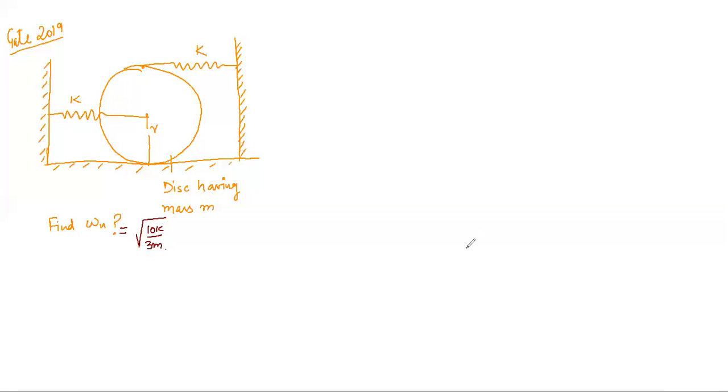So good morning everyone. This is the GATE question 2019, right? We have two methods to find the natural frequency of this question. The first one is your energy method, right? And the second one is your equilibrium method.